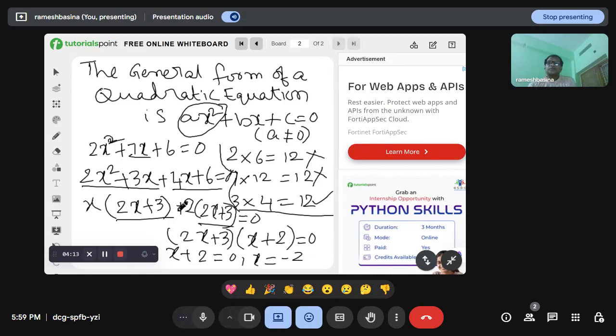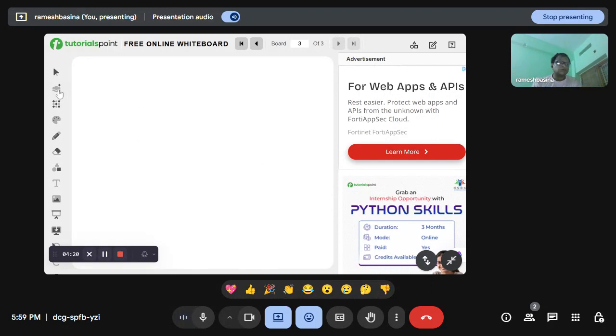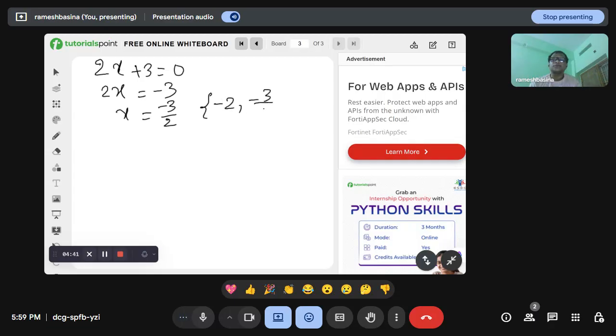Like that. Next, 2x plus 3 is equal to 0 means 2x is equal to minus 3, transposing 3 to the other side, then x is equal to minus 3 by 2. So you got two roots: one is minus 2 and another is minus 3 by 2. These two are the factors of the given equation.